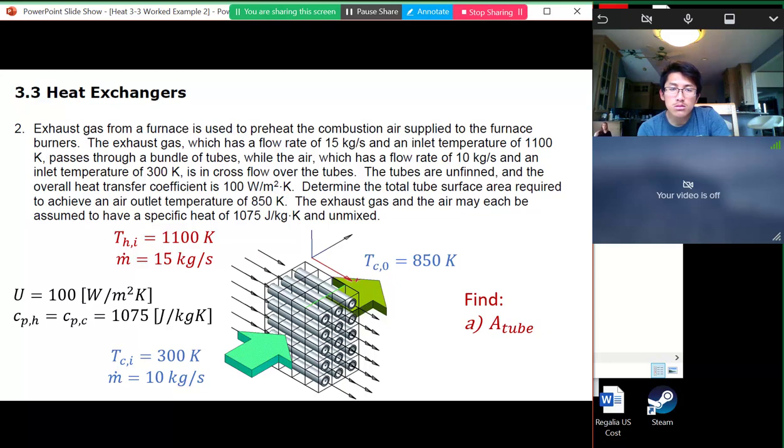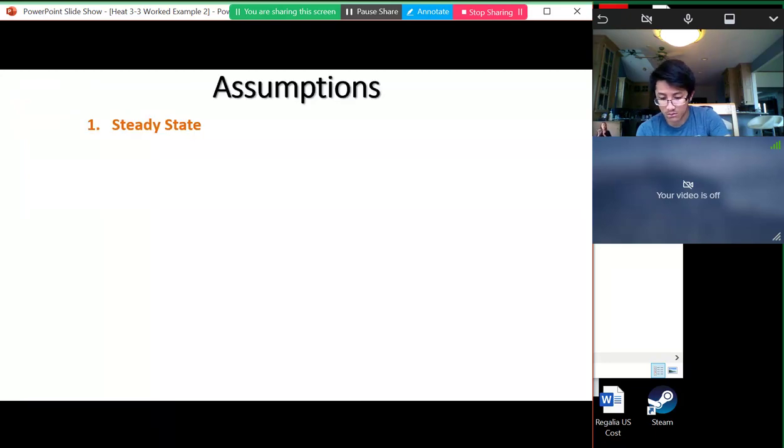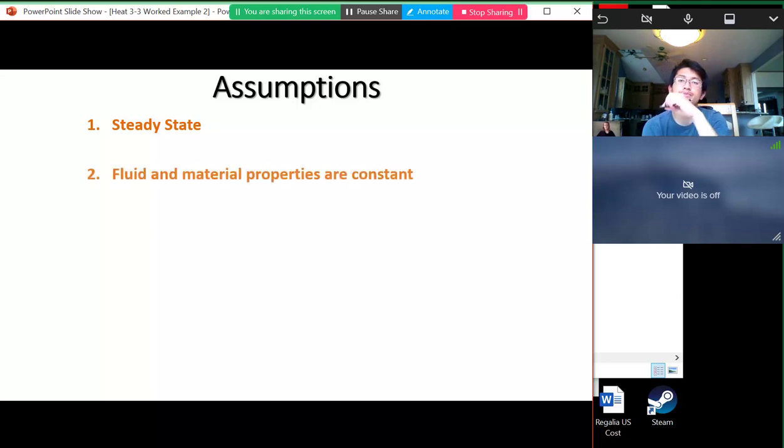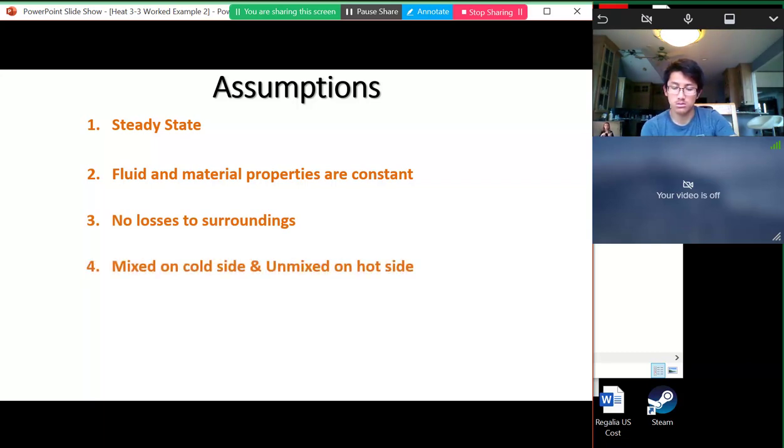So how big does my heat exchanger have to be in order to get this much heat transfer? They didn't spell out what the heat transfer is, but we have enough information to calculate it because we know what's going on on the cold side. The assumptions we'll make in this problem: the system is at steady state, the fluid and material properties are constant, there are no losses to the surroundings, and it's mixed on the cold side and unmixed on the hot side.